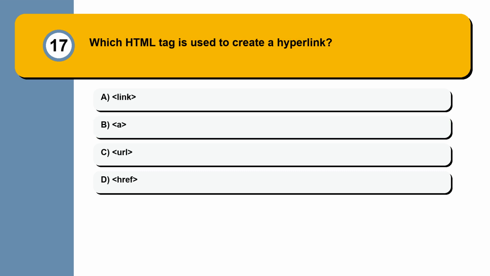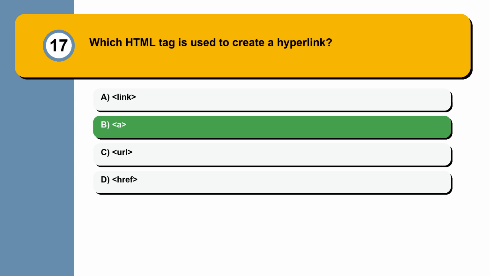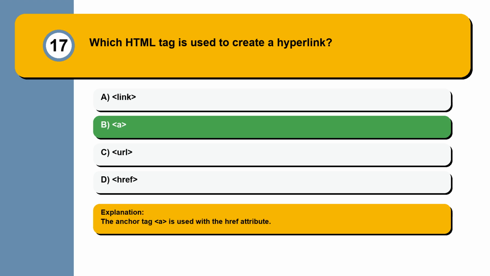Question 17. Which HTML tag is used to create a hyperlink? Link, a, URL, href. The anchor tag a is used with the href attribute.